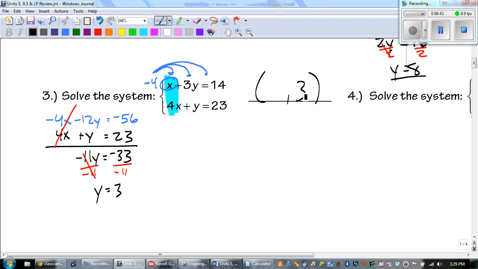Now, solving the system, we are finding a point. That is just the y. I need to go back and figure out what x equals. So x plus 3y equals 14. We're plugging in 3. 3 times 3 is 9. And to get the x by itself, I need to subtract 9 from both sides. And we get that x equals 5. So then our point is 5, 3.